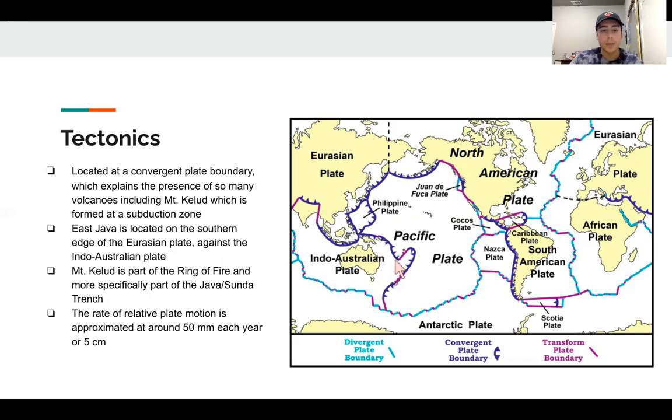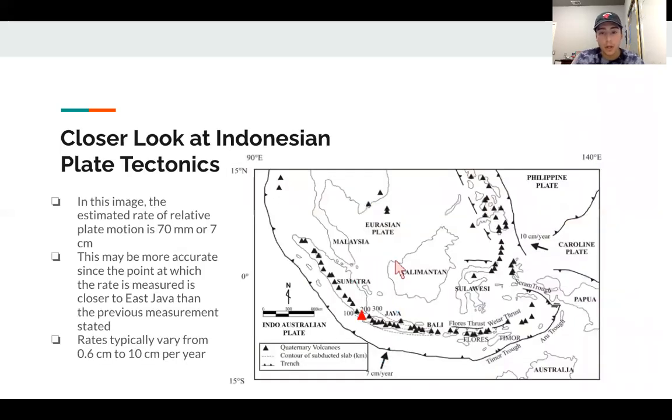And relative plate motion. So it's approximated that it moves 5 centimeters to 7 centimeters each year. So I'll show you a picture of the area closer up. So in this image, they estimated a 7 centimeter relative plate motion. So this is kind of why I think the 7 centimeter is a bit more accurate since it's dealing with East Java specifically, where it's measured. And the rates typically vary from 0.6 centimeters to 10 centimeters per year. So 7 is on the high end.